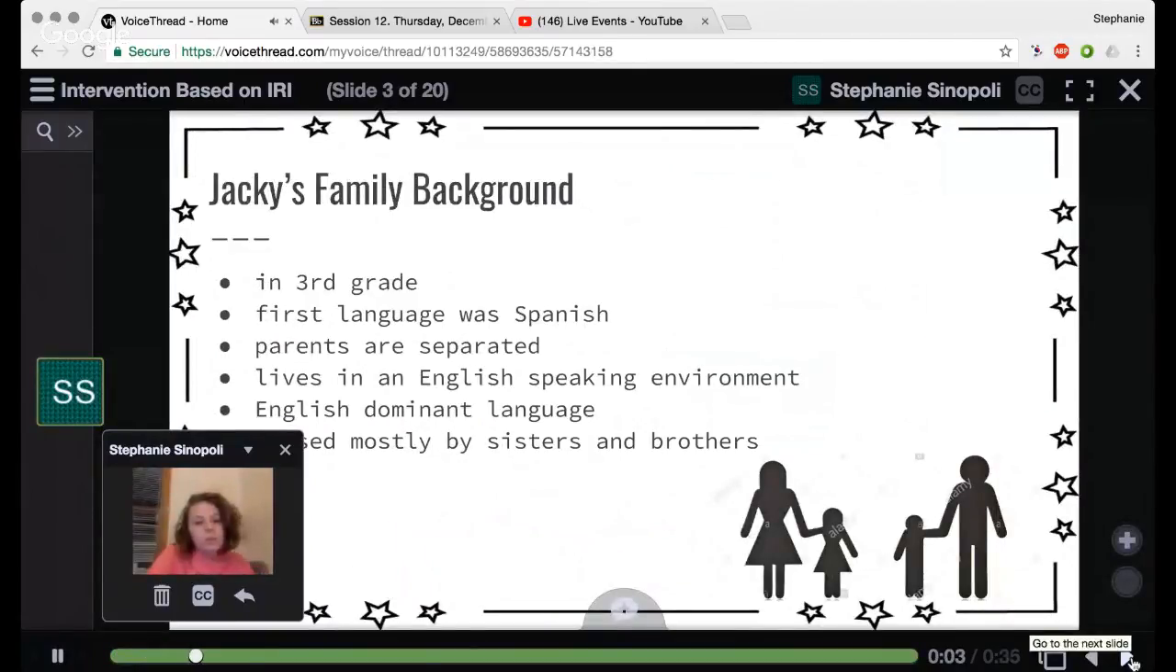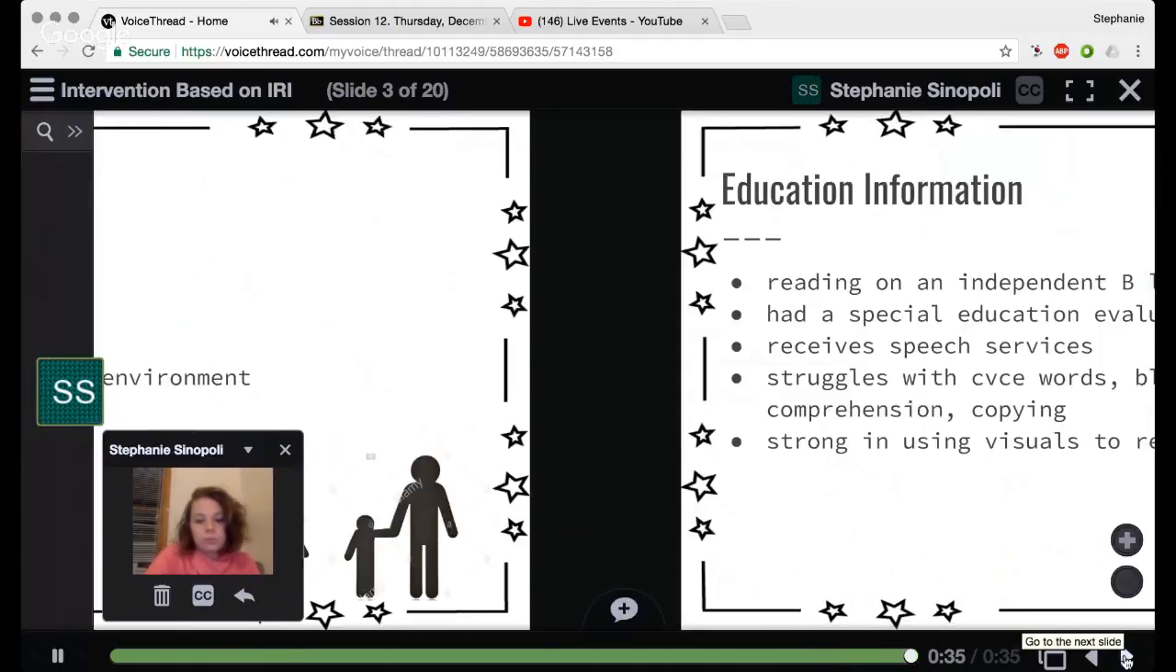Jackie was the student chosen for this intervention plan according to the administration of the informal reading inventory. Jackie is a third grader, and her first language was Spanish. Her parents have recently separated, and she lives in an English-speaking environment raised mostly by her brothers and sisters. English is also her dominant language currently. This has also been determined by a bilingual education evaluation that English is her dominant language.